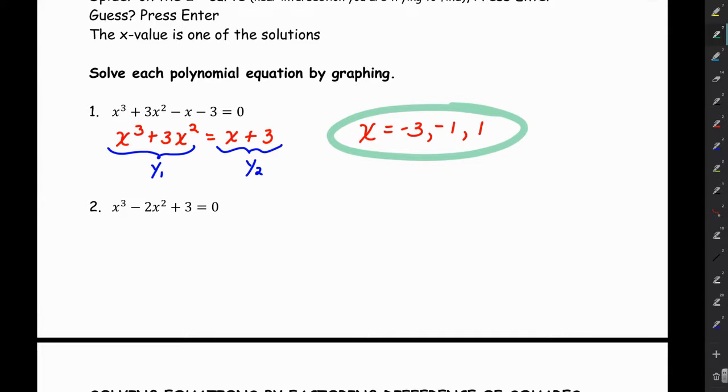This time I'm going to move over just the 3. So I have x cubed minus 2x squared. I'm going to subtract 3 from both sides. I'm going to put the left side of the equation in y1 and the right side in y2.